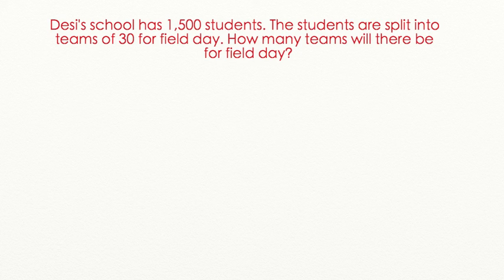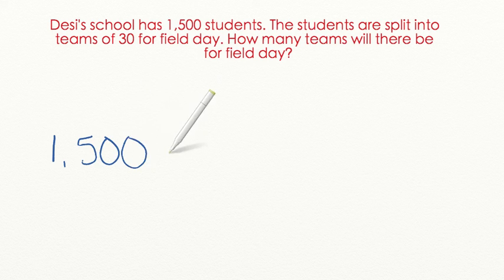Let's try a word problem together. Desi's school has 1,500 students. The students are split into teams of 30 for field day. How many teams will there be for field day? Well, we know we're starting with 1,500 students that we will be dividing equally into teams of 30 students each. So let's see how many teams we're going to have.